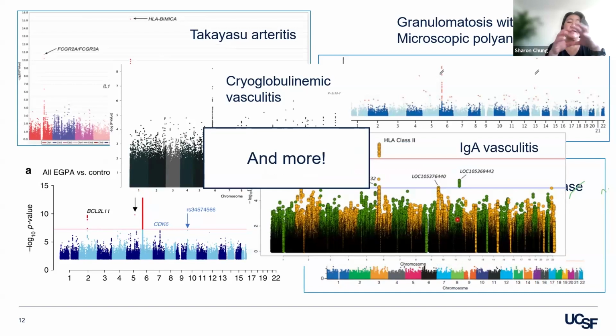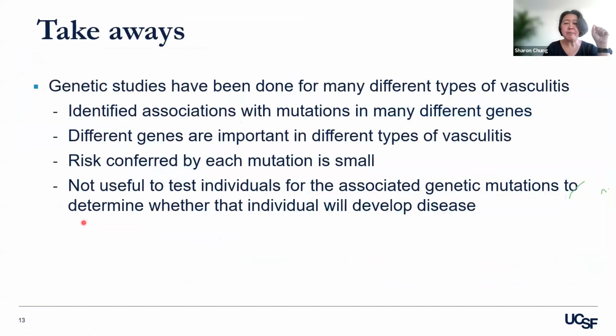But the overall idea that cuts through all these different studies is that the top hit in all of these studies tends to be on chromosome 6, which is the HLA. So these are the human leukocyte antigen genes that help differentiate between self and non-self. There are genes outside of the HLA region that are also associated with disease risk, but the risk imparted by each of these genes is low.